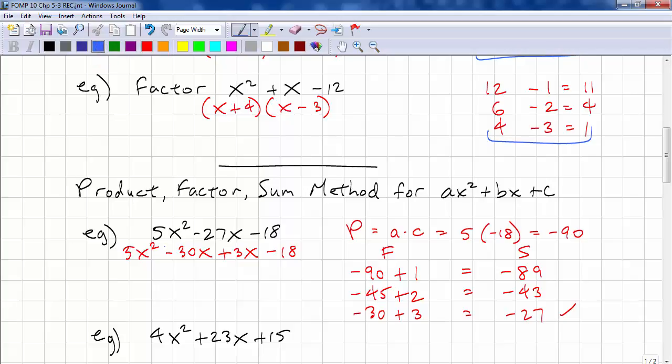Okay, the next step is what we did from the previous chapter. We factor in pairs. So here, we can factor out a 5x. That leaves us with an x minus 6.